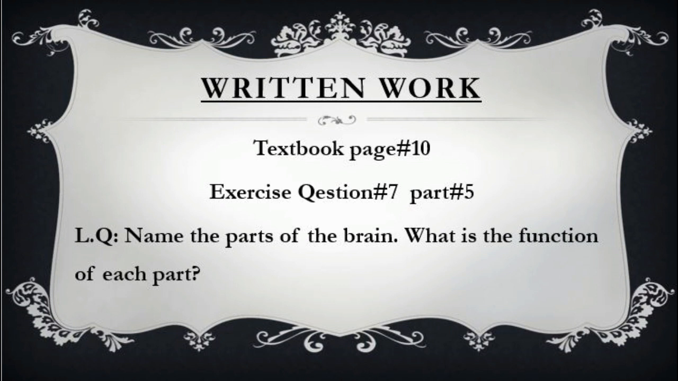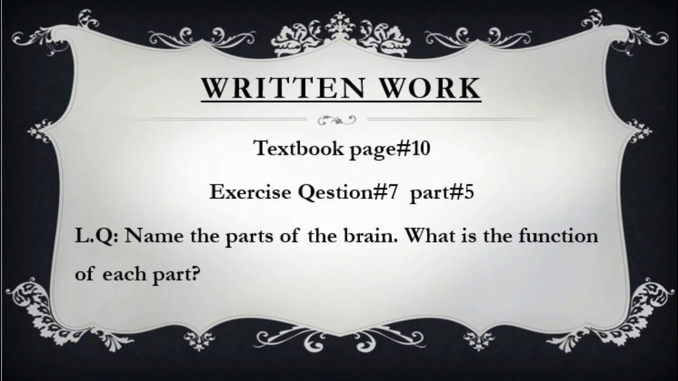Now I will guide you about the written work. See your textbook page number 10. You have to write a detailed answer to exercise question number 7, part 5. The question is, name the parts of the brain. What is the function of each part?